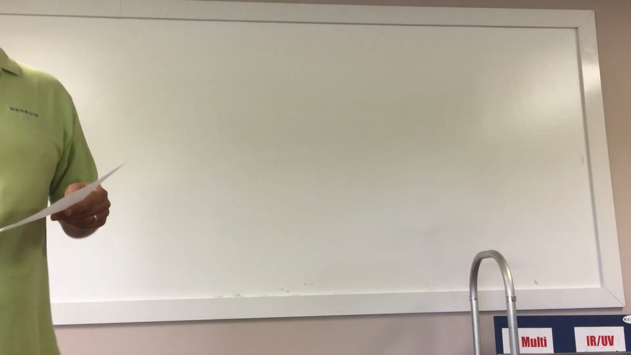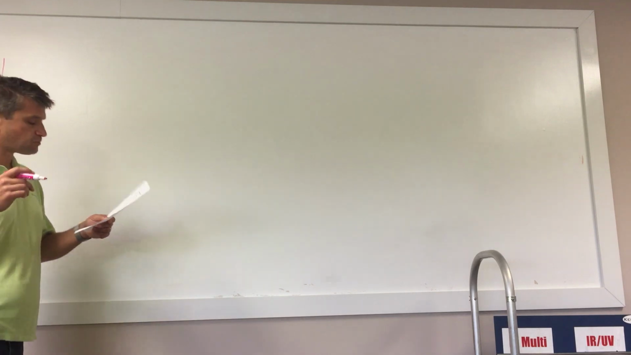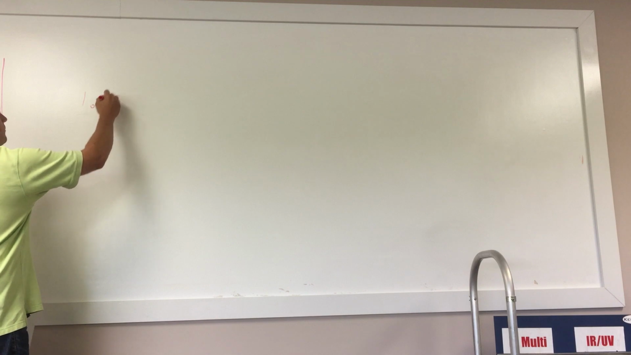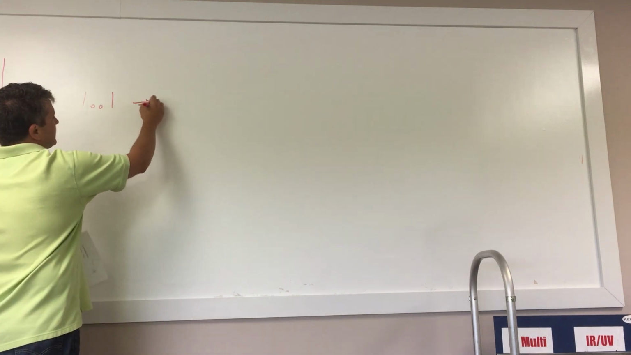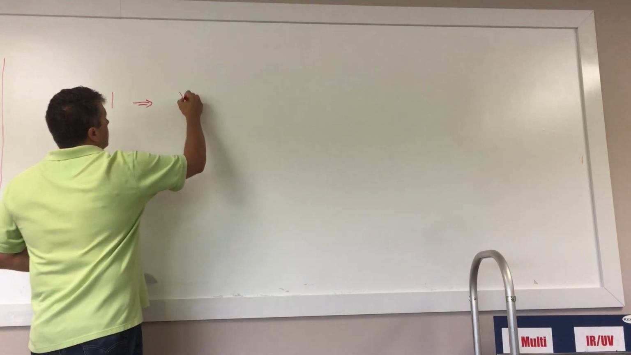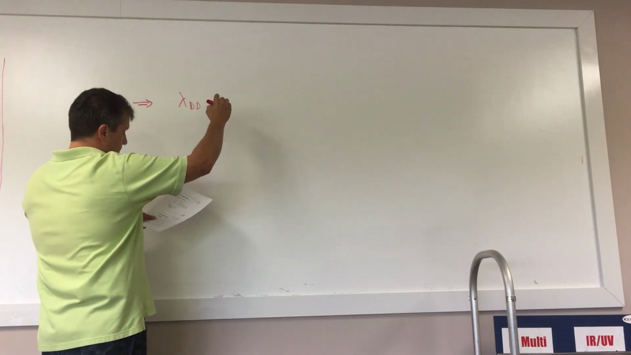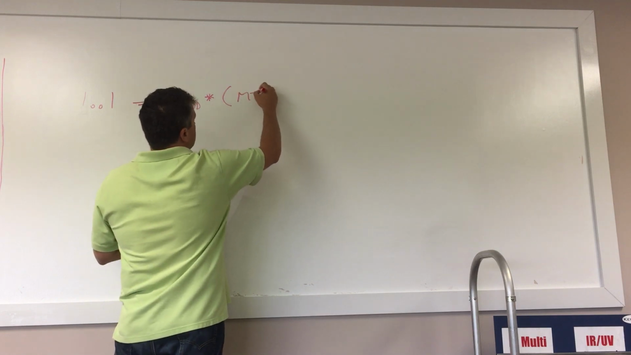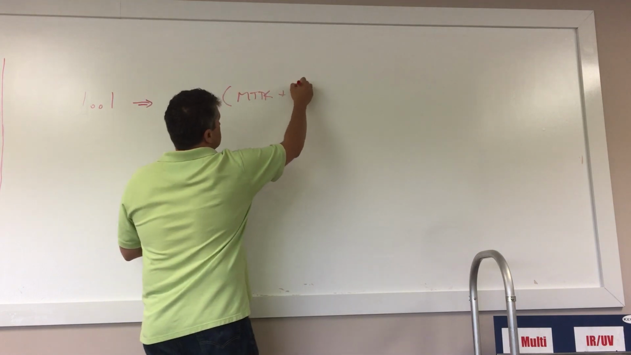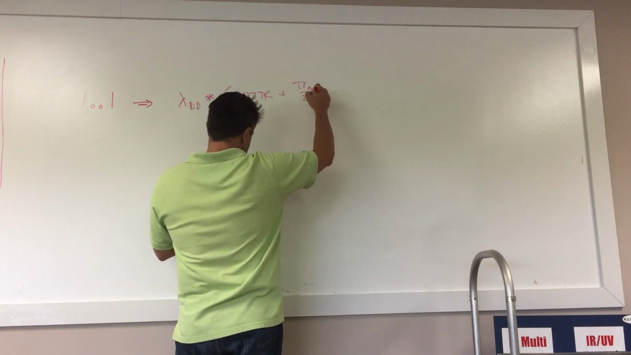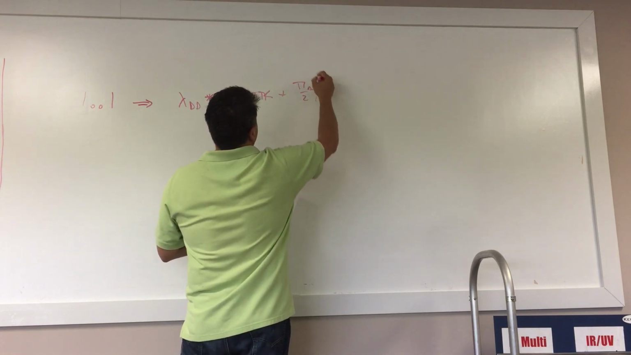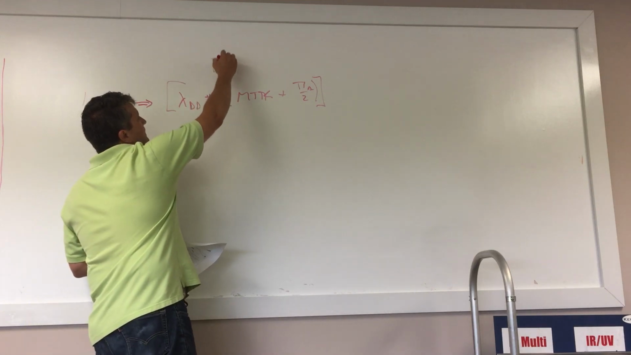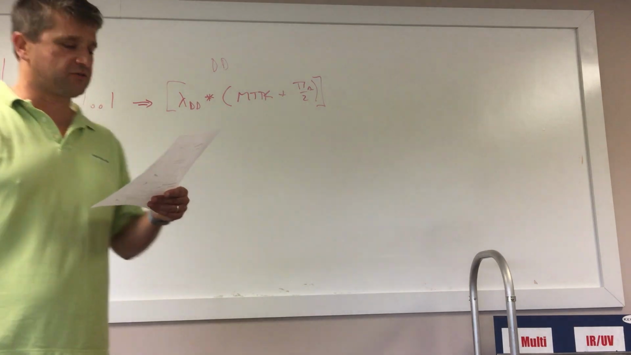So in order to understand these equations, let me draw it out first. So for 1 out of 1, the equation is lambda DD times (MTTR plus TI over 2). And that's the first term, which I'm going to call the DD term, or the dangerous detected term.